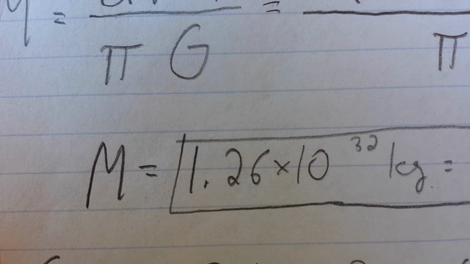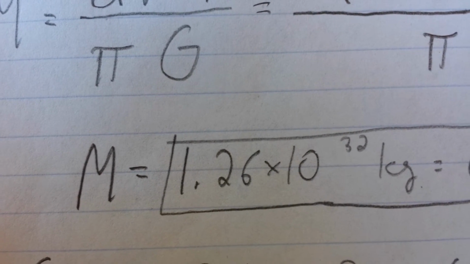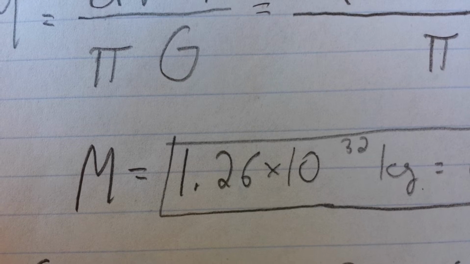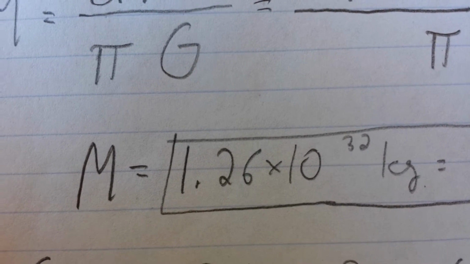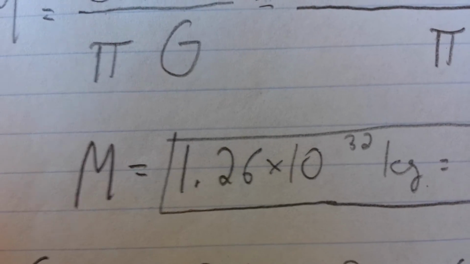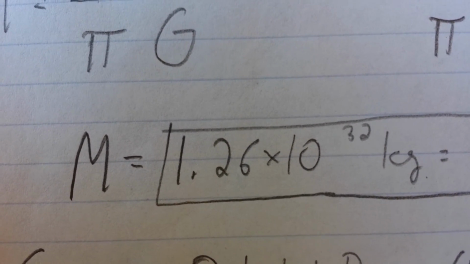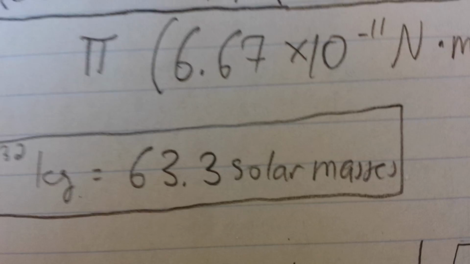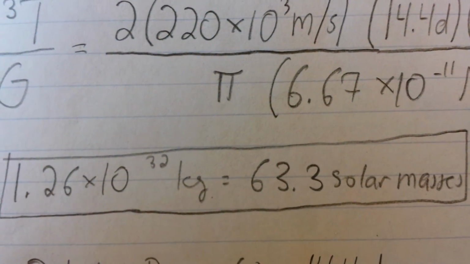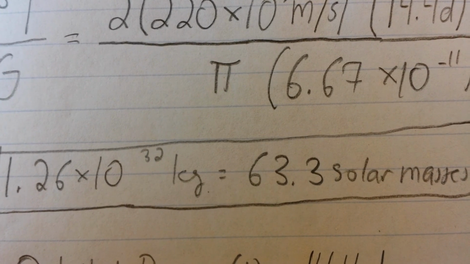Because they could possibly want the answer in solar mass units as well, you divide 1.26 times 10 to the 32nd kilograms by the mass of our sun, which is 1.99 times 10 to the 30th kilograms, and you get your answer of 63.3 solar masses. So either one of these values should work, in either kilograms or solar masses.